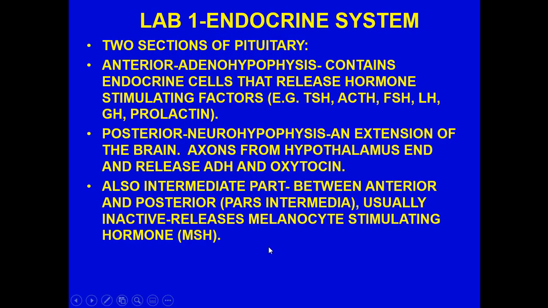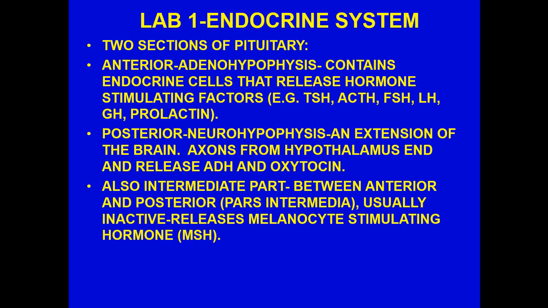Now, we have the two sections, actually somewhat three, that's a bit of a debate, of the pituitary. We have the anterior, which is the adenohypophysis, that contains endocrine cells that release hormone-stimulating factors such as TSH, ACTH, FSH, LH, GH, and prolactin. By now, you should be familiarized with the abbreviations of these different stimulating factors, and if you're uncertain of anything, always have your textbook handy as you review these unique factors.